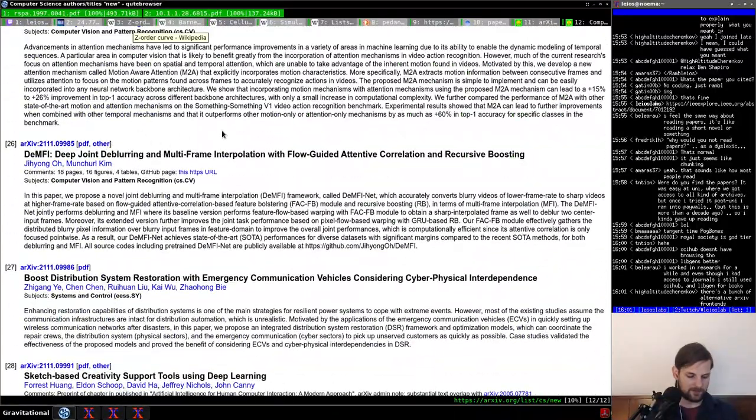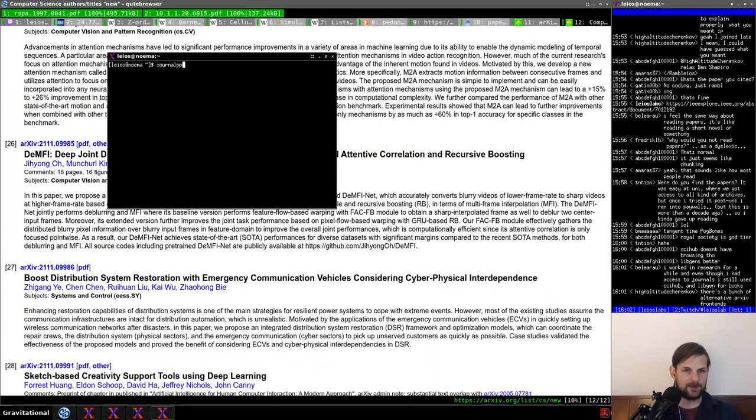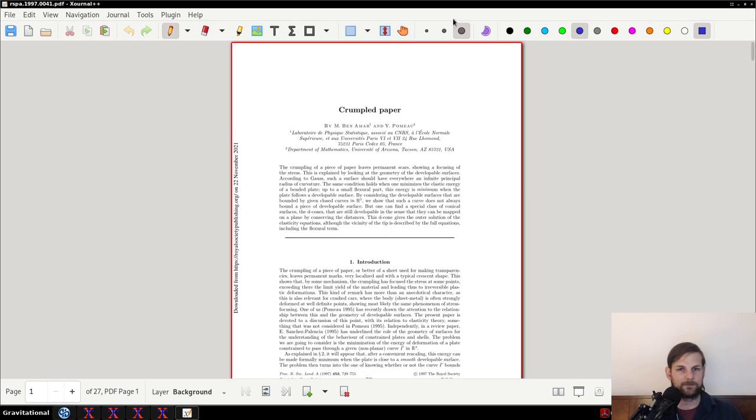Let me take a look at these papers because I just want to see what they are. So Zernal PP, downloads. Then we're gonna go to RSPA here. Crumpled paper.